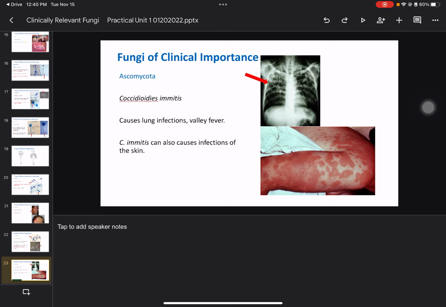Okay? And then remember that the fungi will infect places of the body where there's a lot of oxygen. So the skin is also another target. And so here you have Coccidioides growing on the body itself. Okay? Any questions? So, that is the fungi.